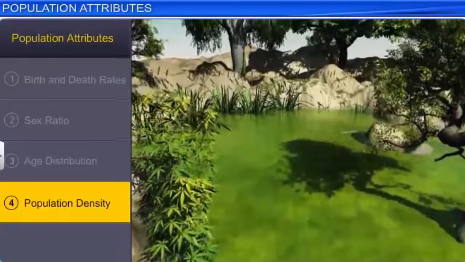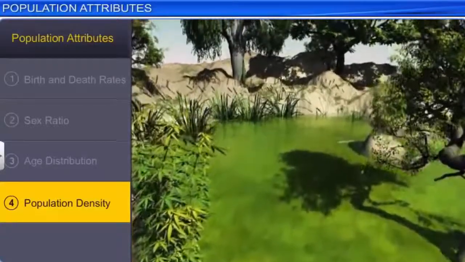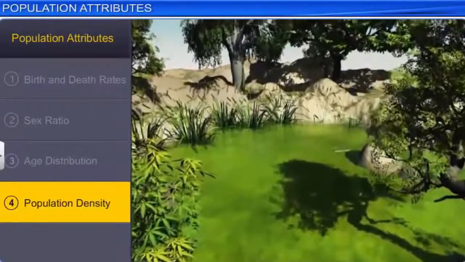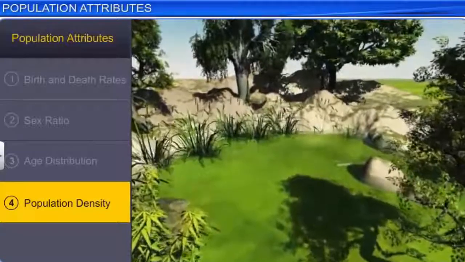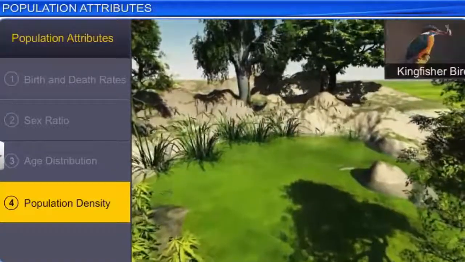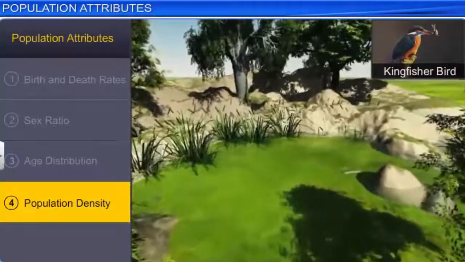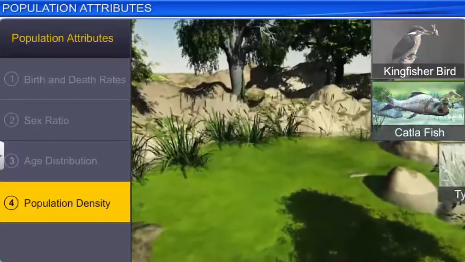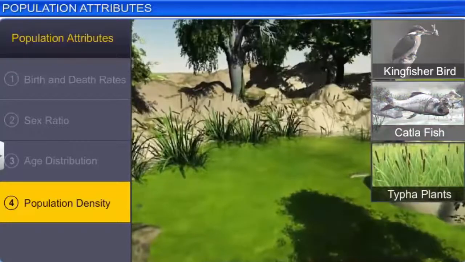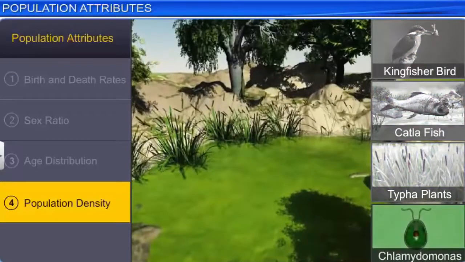Moreover, a habitat may consist of several populations of different sizes. In this wetland, for instance, there are only 10 kingfisher birds, hundreds of cuttle fish, thousands of typha plants, and millions of chlamydomonas.